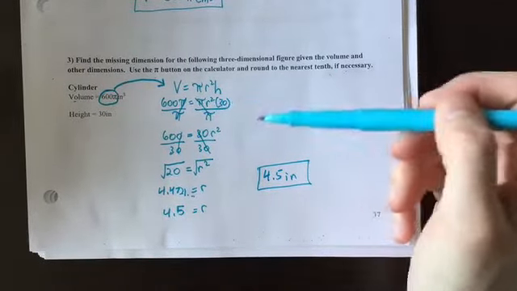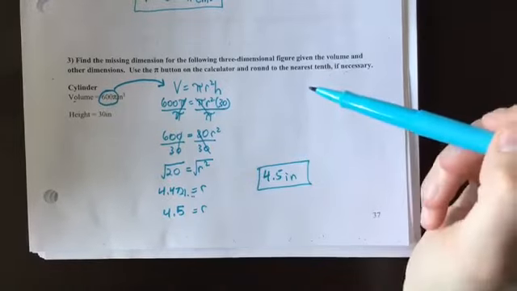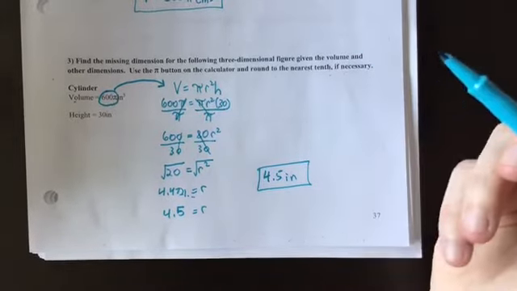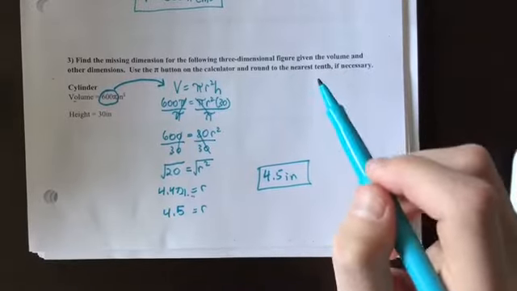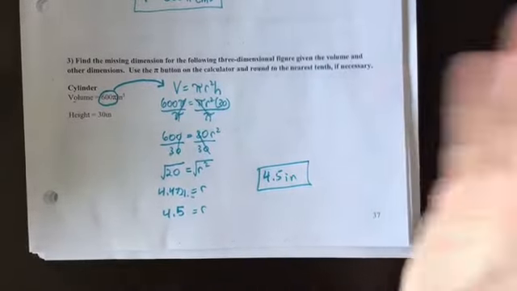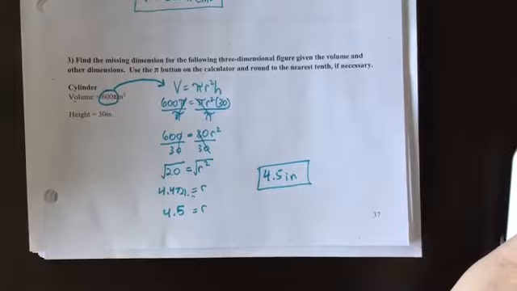Now, as we look at our work here, some of you might be saying, oh, well, couldn't you have divided both sides by 30 first instead of pi? Yes, I could have. Some of you might be saying, couldn't you have divided by 30 and pi at the same time? Yes, I could have. That all would have worked.